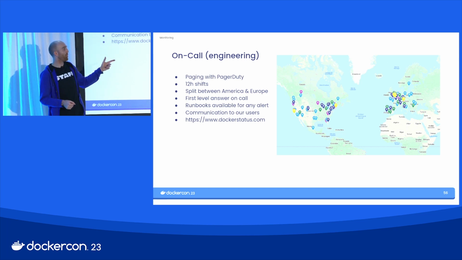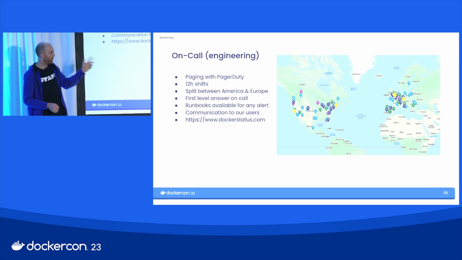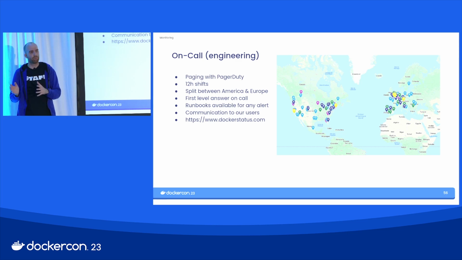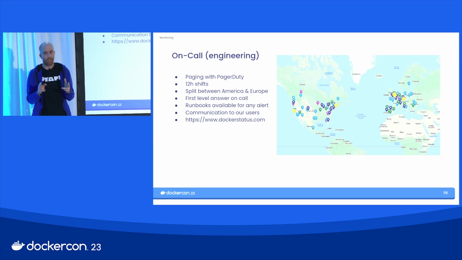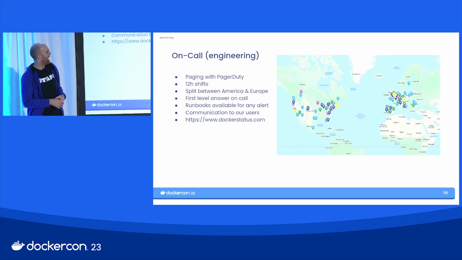Here is a map of all the Docker employee locations in the engineering group. You can see that we are split between America and Europe. That allows us to have 12-hour shifts, so when you are on call, you are not on call during the night. That's nice. And how on-call works is that it's a first-level answer.